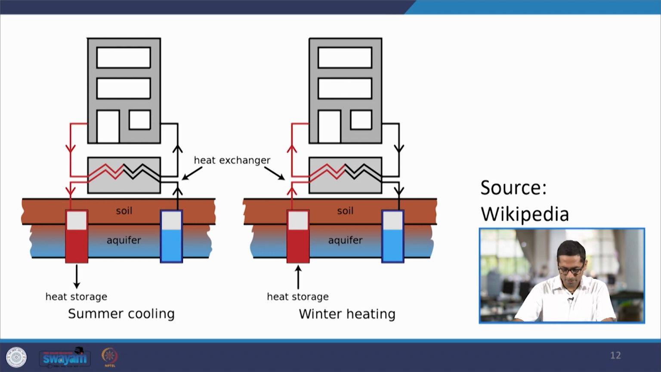And the opposite would be happening in the winters, where the ground would be at a slightly higher temperature as compared to the ambient temperature in the atmosphere, and this heat could again be used for heating up the air, which could be supplied to the indoors to maintain a warm and cozy environment.